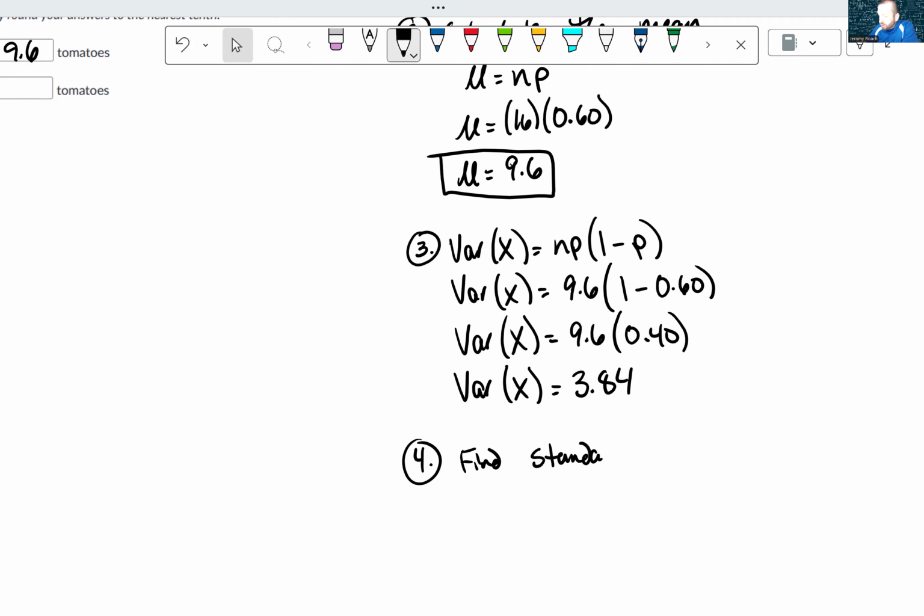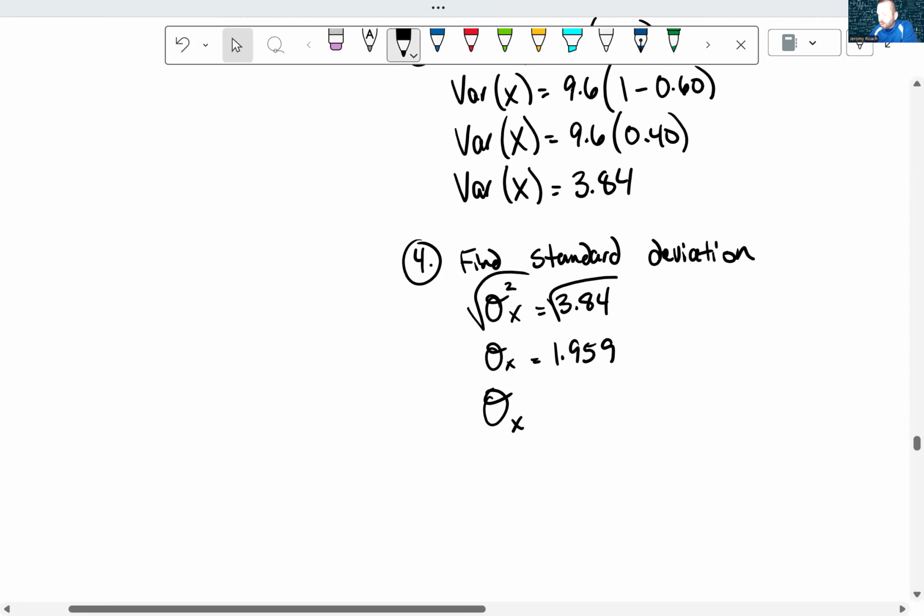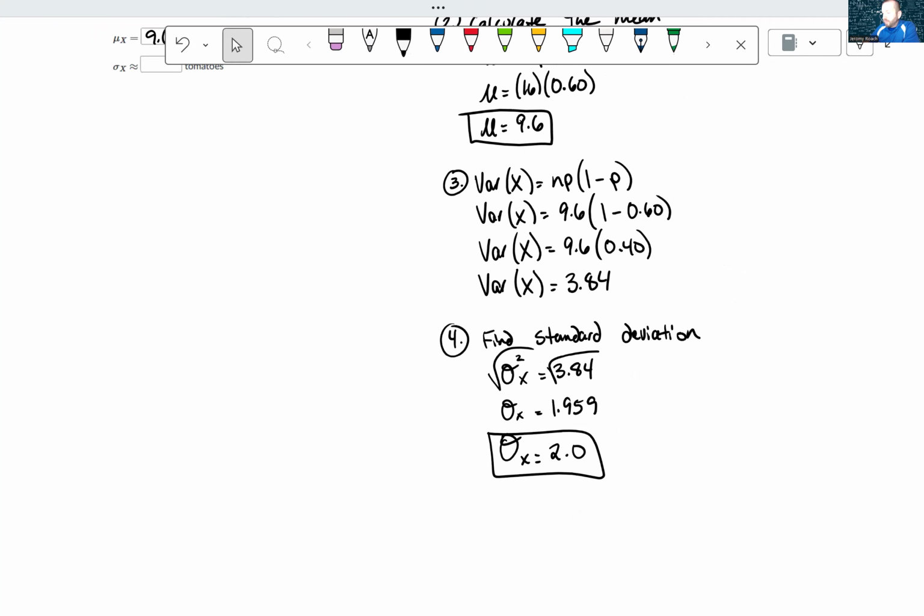And again, we're just going to take the square root of both sides to do that. So the variance of X is equal to 3.84. Take the square root of both sides and we get the standard deviation of X is equal to approximately 1.959. And this problem also wants us to round to the nearest tenth. So this one's going to round up to 2.0 for our standard deviation.